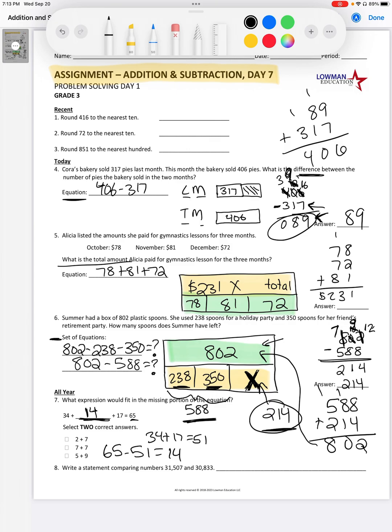14 is the value of whatever happens in this blank, but it says select 2 correct answers, so let's see what we have. 2 plus 7, well 2 plus 7 is not 14, that can't be it. 7 plus 7 is 14, that's good. 5 plus 9 is also 14, that's good. We could say 34 plus 7 plus 7 plus 17 is 65, or 34 plus 5 plus 9 plus 17 is also 65. Okay, we're going to stop there in this video.